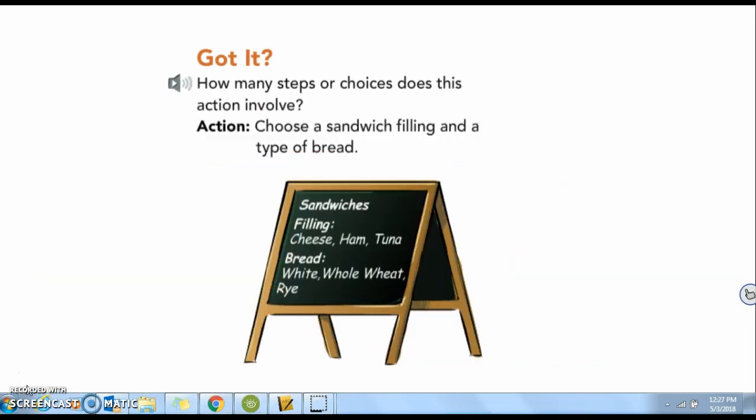How many steps or choices does the action involve? Choose a sandwich filling and a type of bread. This has 2 steps or 2 choices for our action. We're first going to choose a sandwich filling, and then we're going to choose a type of bread. So that is a 2-step action.